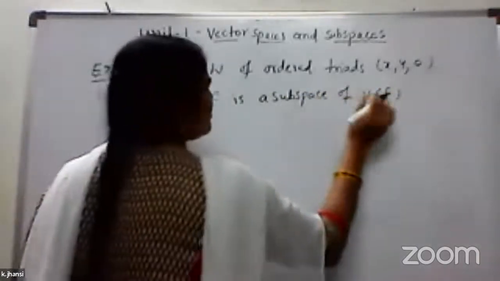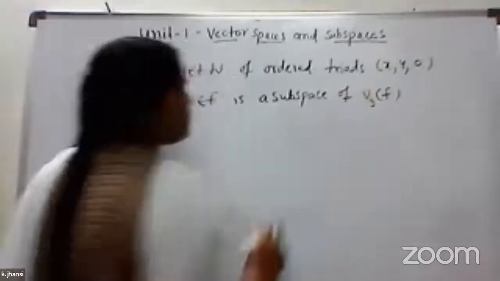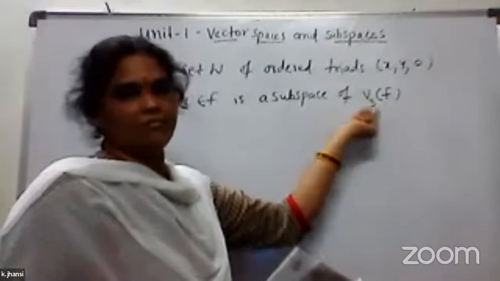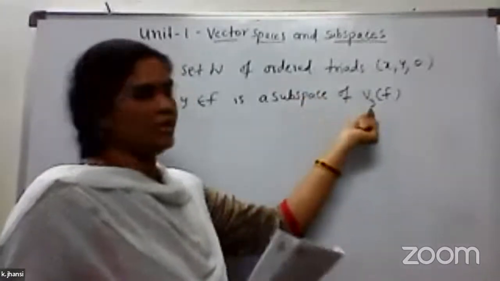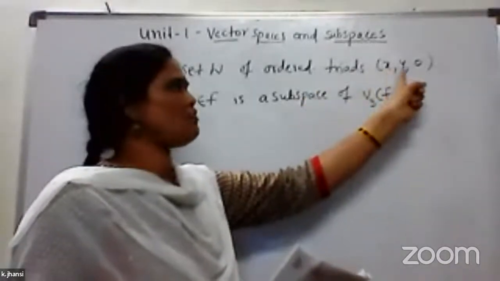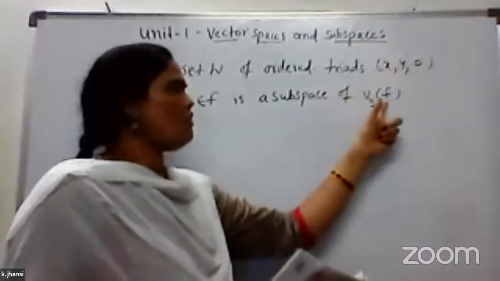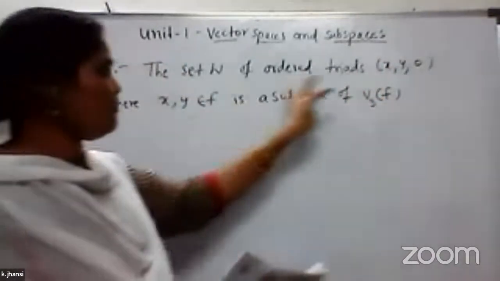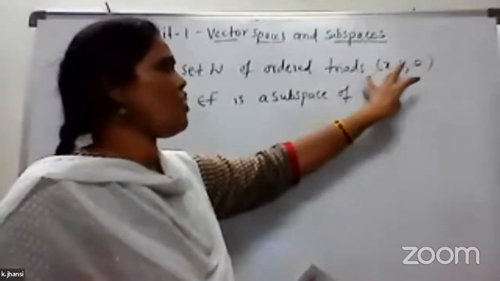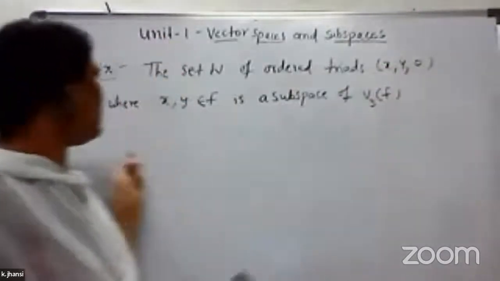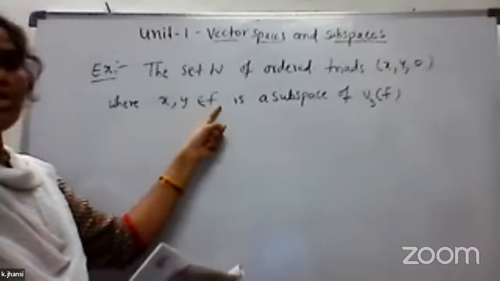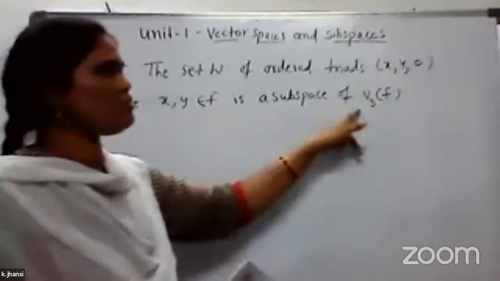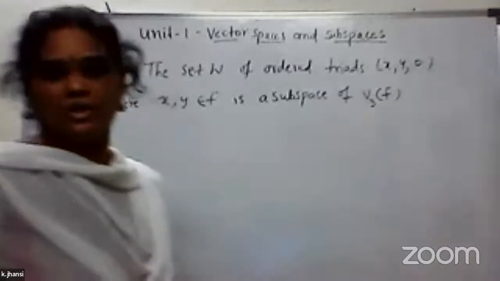V3. V3 means that the vectors have three coordinates, which is why it is in the form of x, y, 0. So, of the vector space V of F. Whatever values are given are in the form of x comma y comma 0, where x and y belong to the field of scalars. You have to show that this W is a subspace of V3.